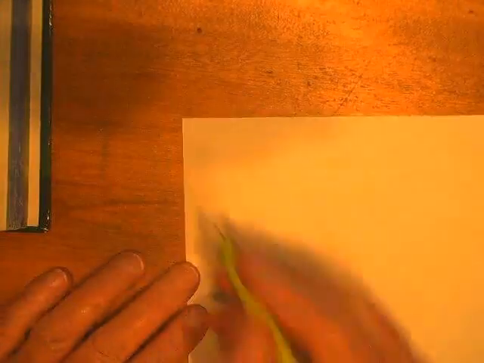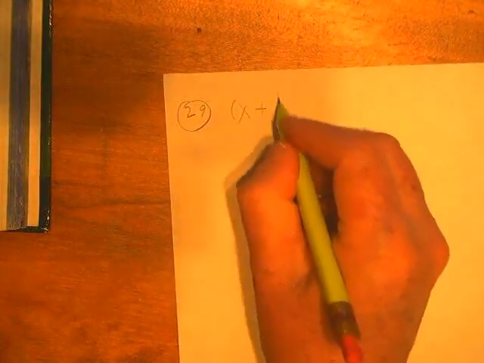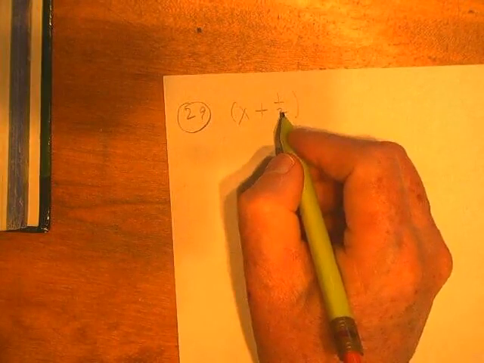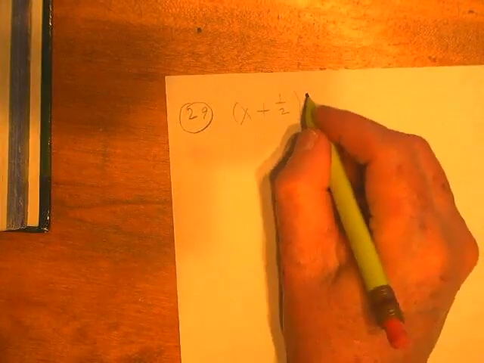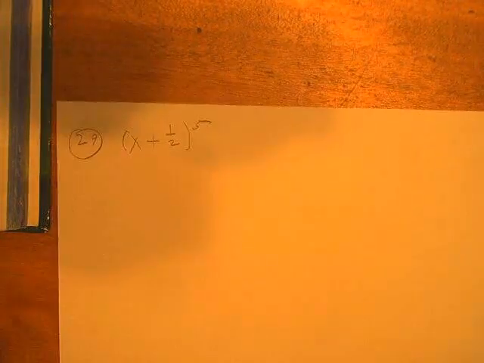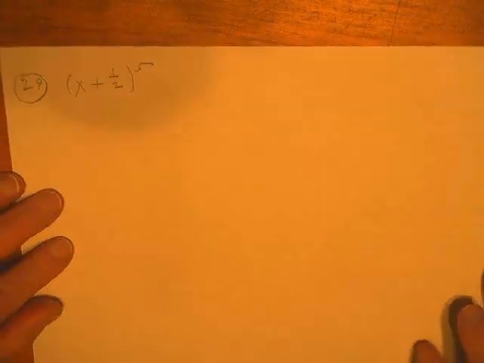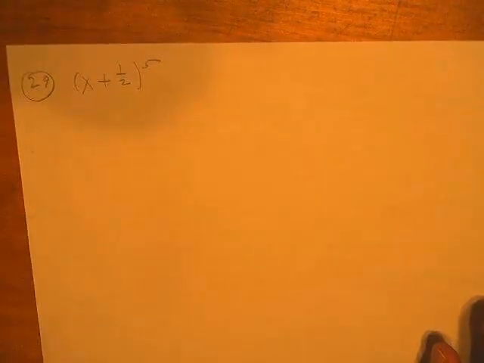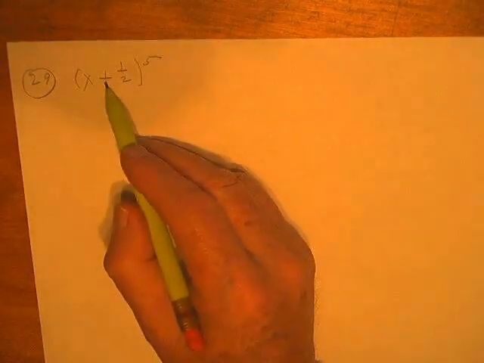Okay, let's keep going. 29: x plus a half, to the 5th. And they want me to expand this, so I'm going to need to do all of them. Okay, so I need the 5th row. This is a plus sign, so I do an alternate.